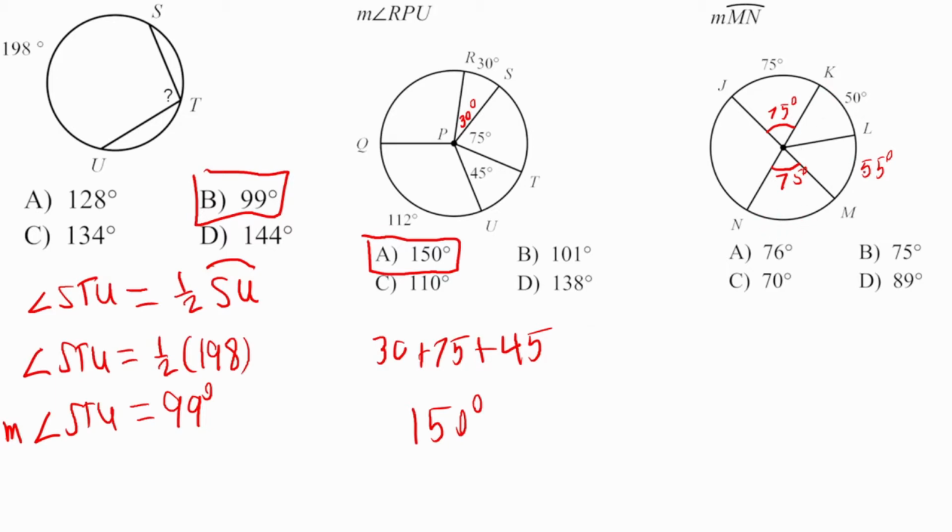Well, we also know that KN is a semicircle. So if KN is a semicircle, 50 and 55, we add those together would give me 105. 180 minus 105 would give me 75. So once again, we could verify that this arc will be that 75 degrees. And I showed you two ways to find it, either using vertical angles or by using the idea of semicircles.